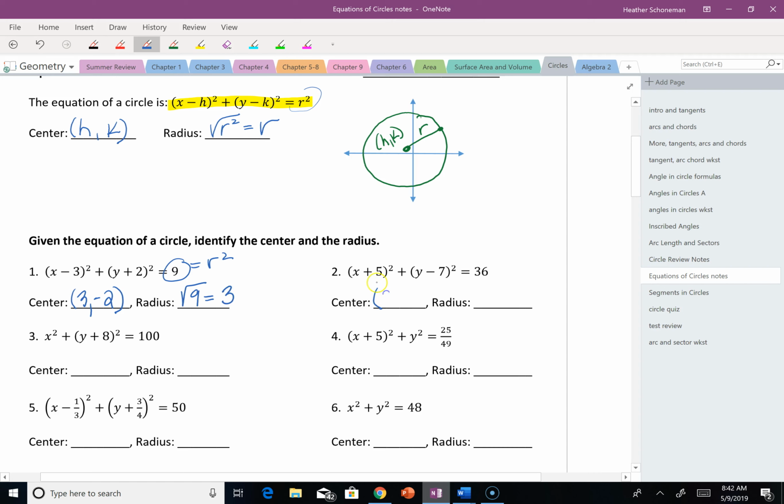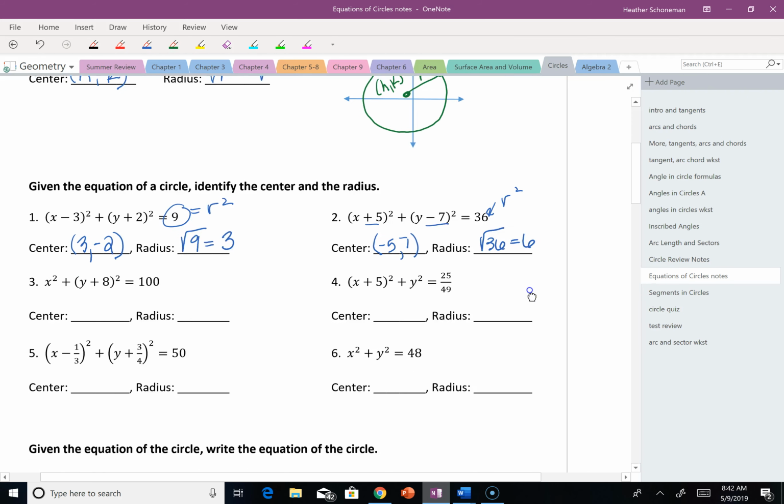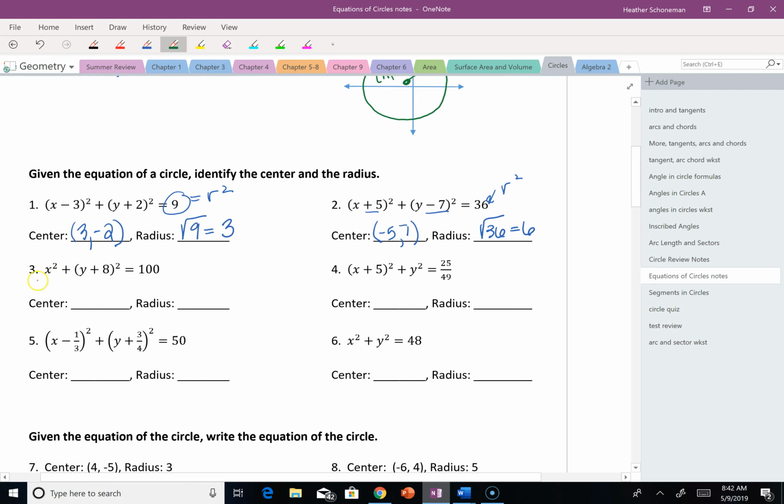Number 2, the center is the opposite. So it's negative 5 and positive 7. And this is the radius squared. So the radius is the square root of 36, which is 6. Number 3, now there's nothing added or subtracted to that x, so the x-coordinate of the center is 0. The y-coordinate is negative 8. The radius is the square root of 100, which is 10.